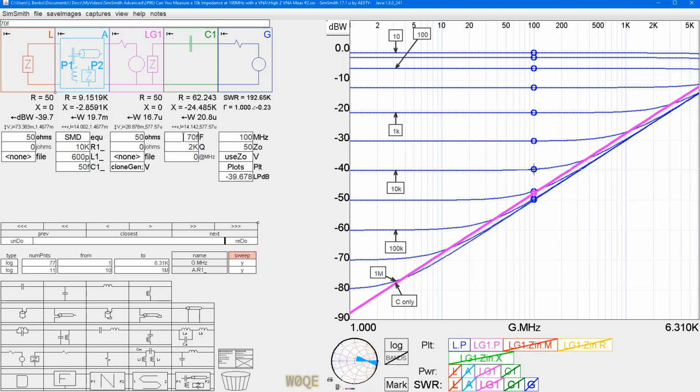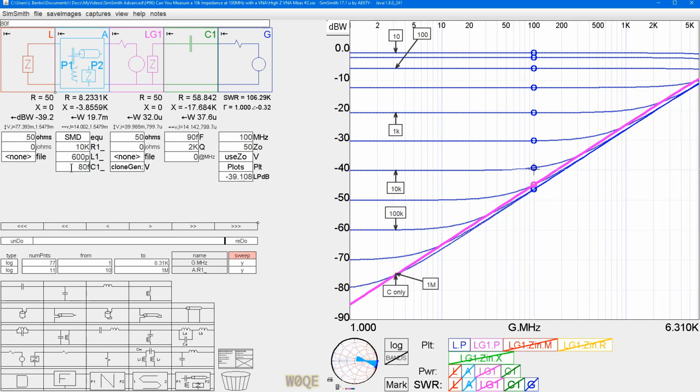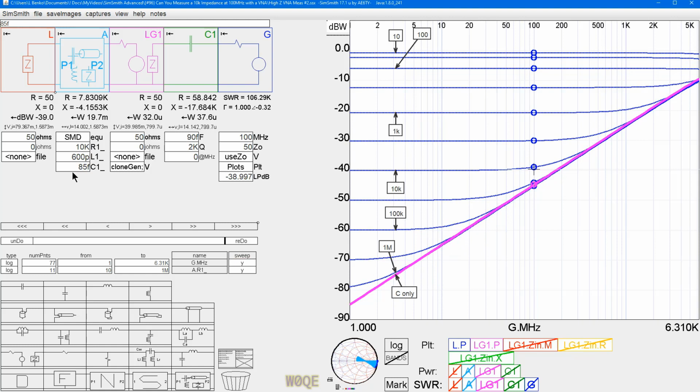But if you saw something that matched, your curves were rolling off at this point. I mean, this is pretty cool. SimSmith can simulate this stuff very, very nicely, but the bottom line is the capacitance rules the world in terms of getting this measurement to be something that is close to 10K at 100 megahertz.